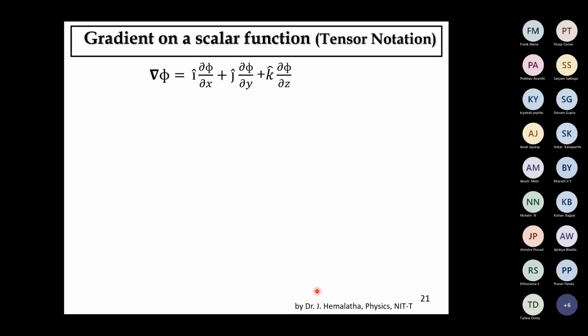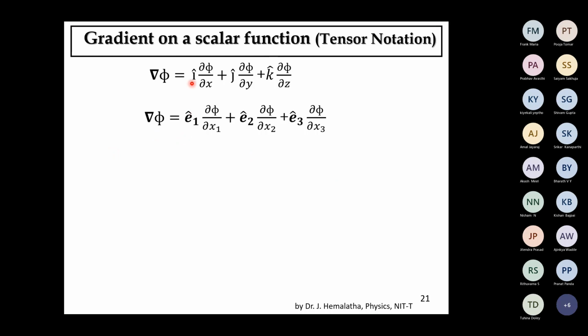See the gradient on a scalar function, in tensor notation. Gradient in tensor notation. You want to try this out, or do I have to show? Del is taken on a scalar function, and we are familiar with this definition: i dou by dou x plus j dou by dou y plus k dou by dou z is the definition for del. It's taken on the scalar function.